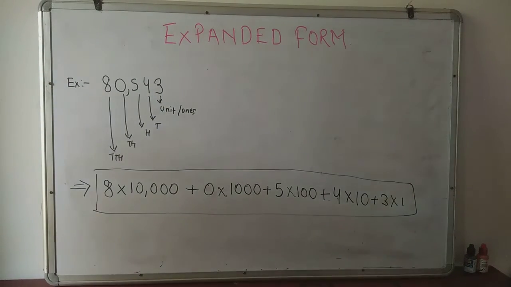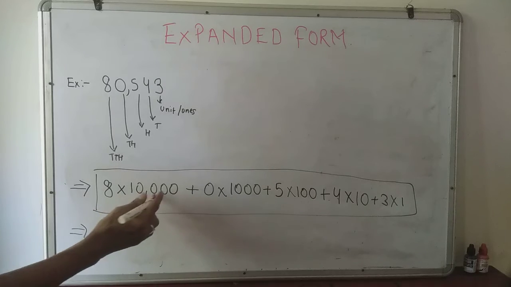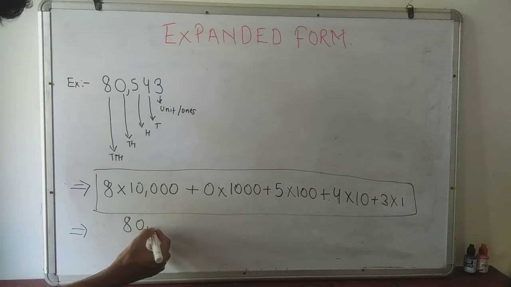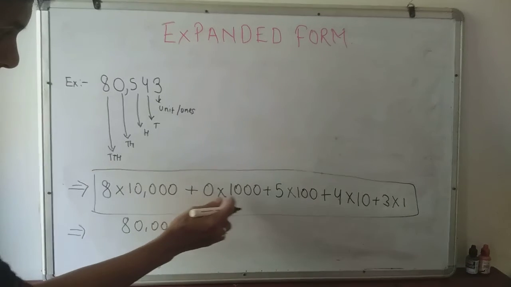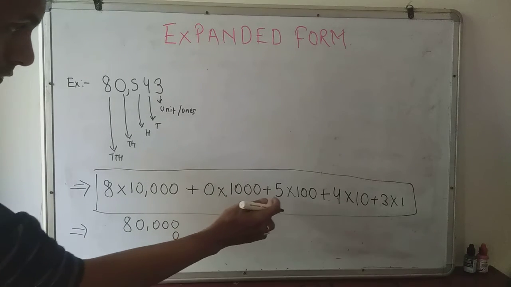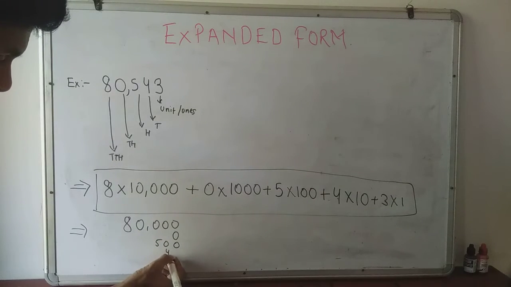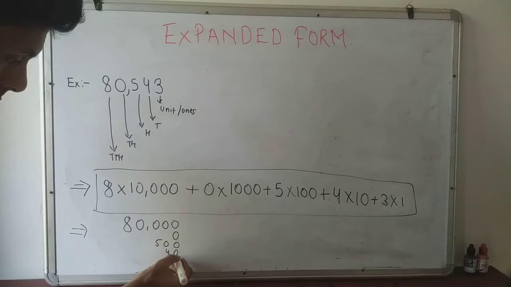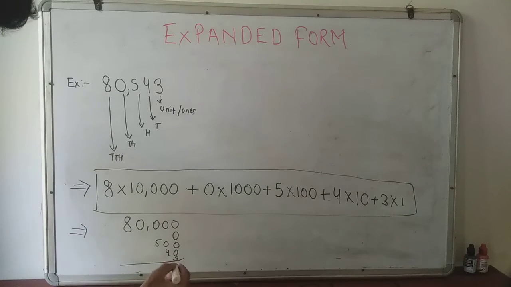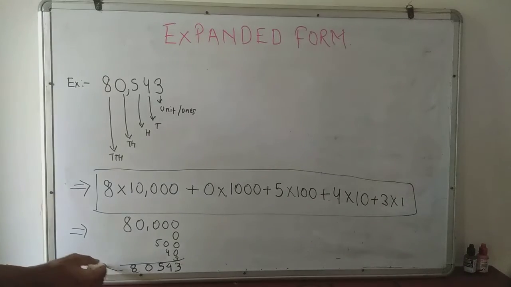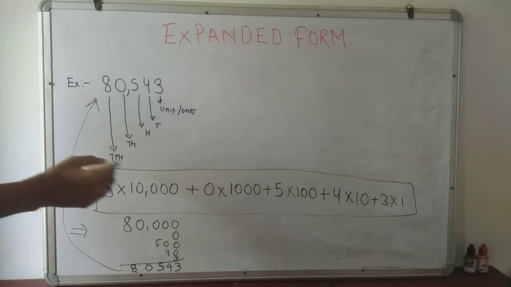Okay, so let's multiply it. 8 into 10,000 is 80,000. When 0 is multiplied by any number, it becomes 0. 5 into 100 becomes 500. 4 into 10 becomes 40. And 3 into 1 becomes 3. When we add these numbers, we get 80,543. You can see the resultant number is the same as we expected.